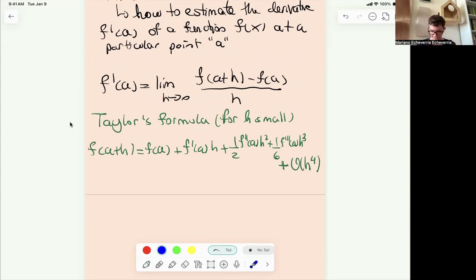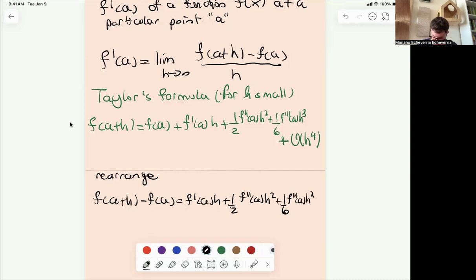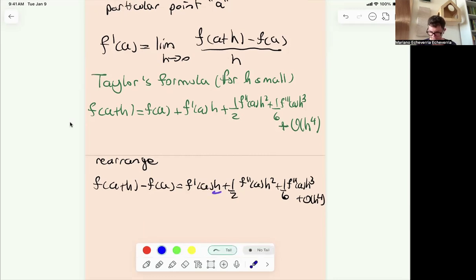Okay, so if you just play around with this formula a little bit and rearrange terms from Taylor's formula, you would get that f of a plus h minus f of a gives you f prime of a times h, plus 1/2 f double prime of a h squared, plus 1/6 f triple prime of a h cubed, plus O of h to the 4. Okay. And now everything on the right hand side has at least an h.